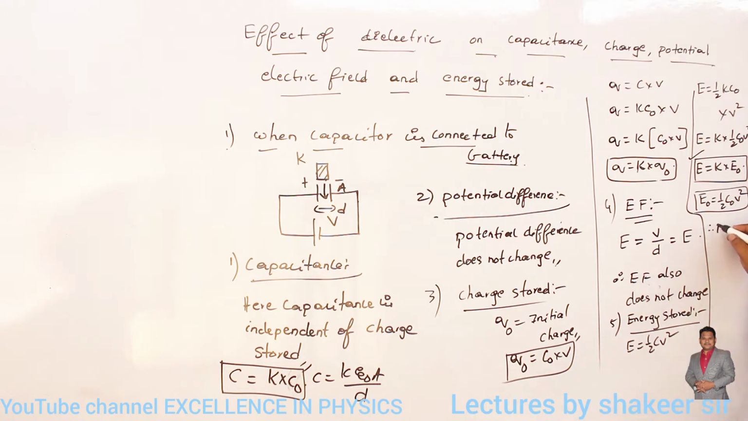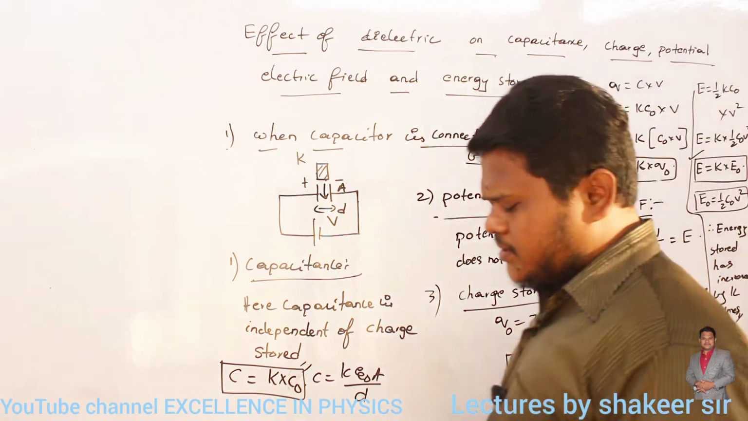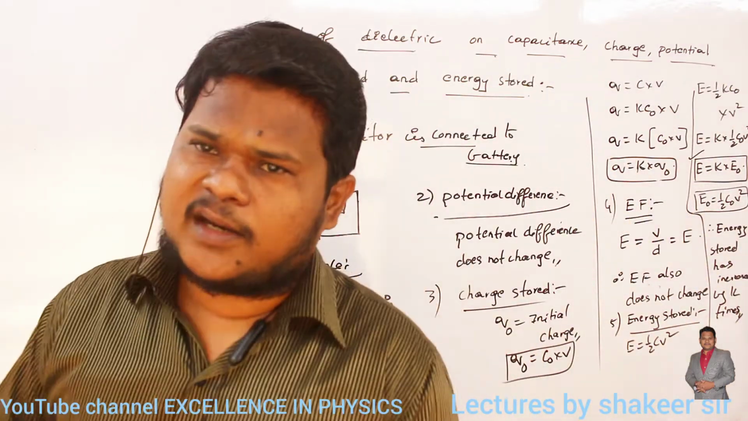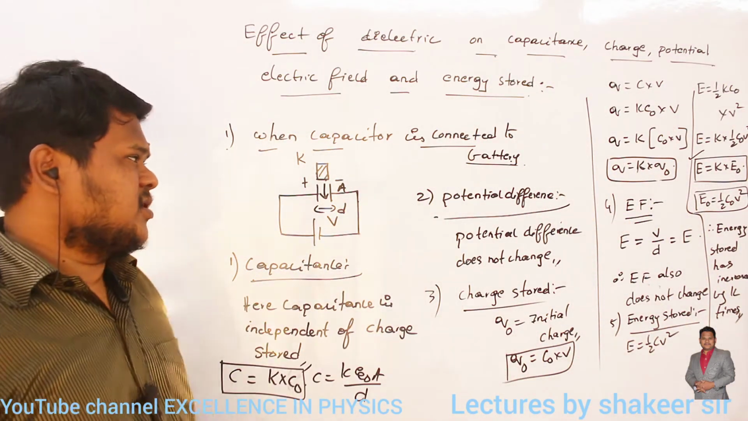So therefore energy stored has increased by K times. Clear? So these are the different parameters which you should carefully analyze and you must remember. Are you able to understand?